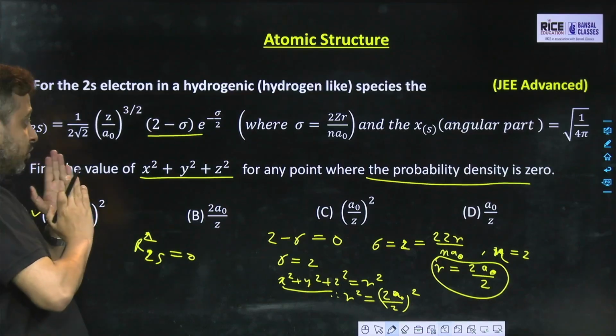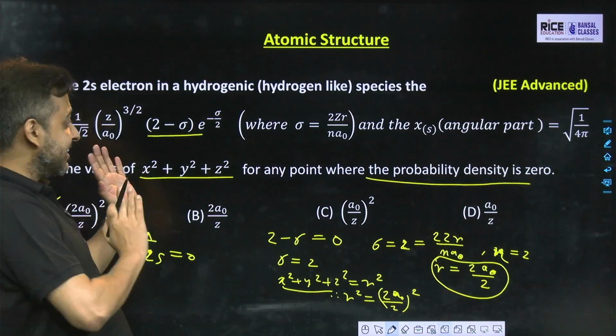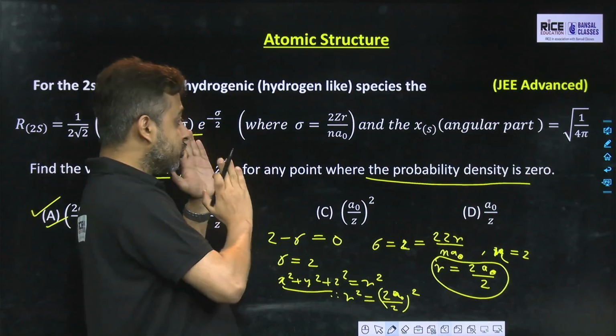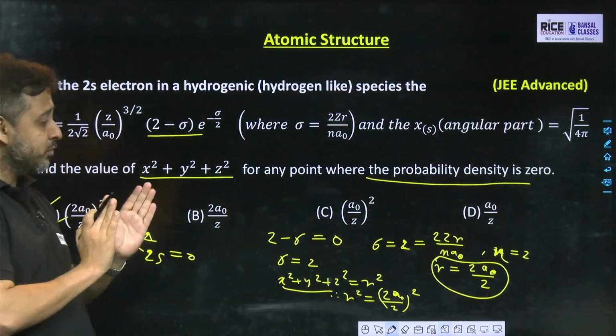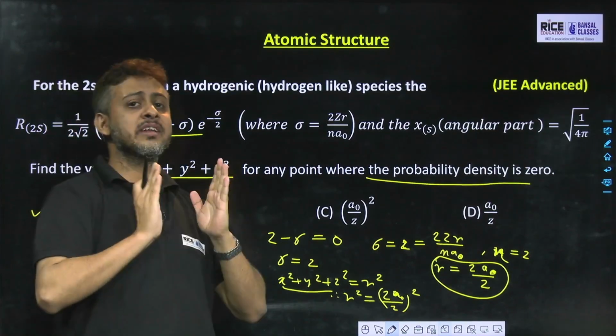I think you have understood how we can solve this question. We need to consider the node, practically the node where the probability of finding the electron is 0.